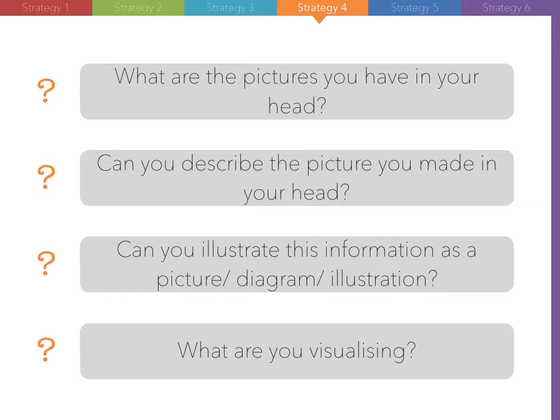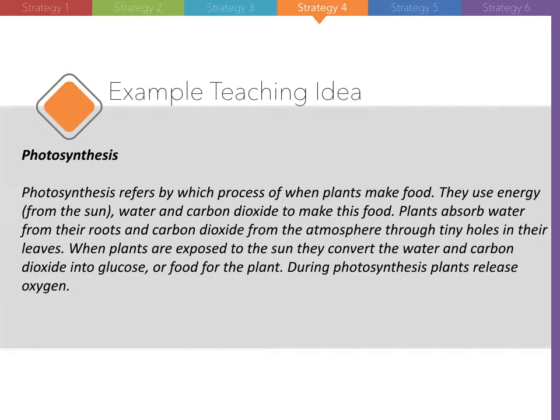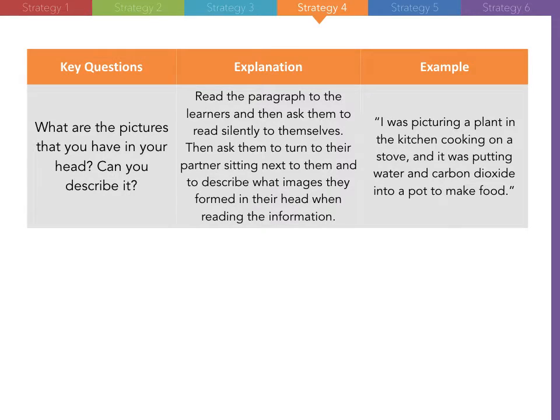So let's work through a practical teaching example. Again, we're going to look at a piece of text about photosynthesis, and I'm not going to read the text to you. I'm going to focus on the prompts and the questions that you can ask in your classroom. The first key question is, what are the pictures that you have in your head, and can you describe it? So you will read the paragraph about photosynthesis to the learners and then ask them to read it silently to themselves. Then ask them to turn to their partner sitting next to them and to describe what images they formed in their head when reading this information.